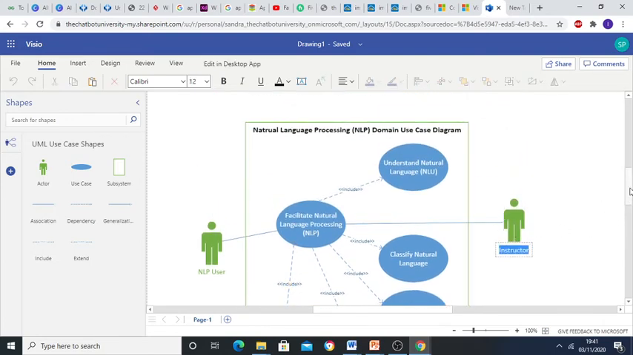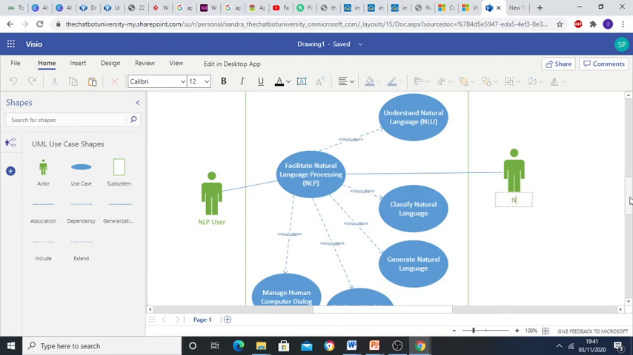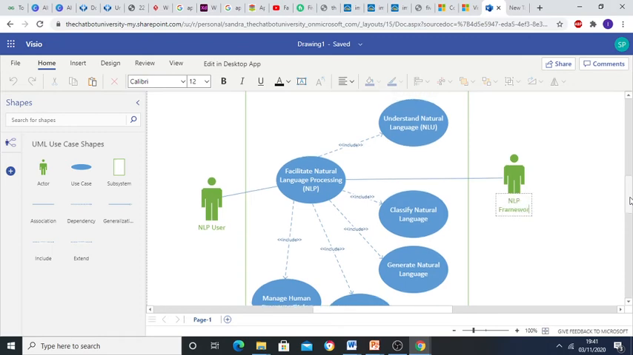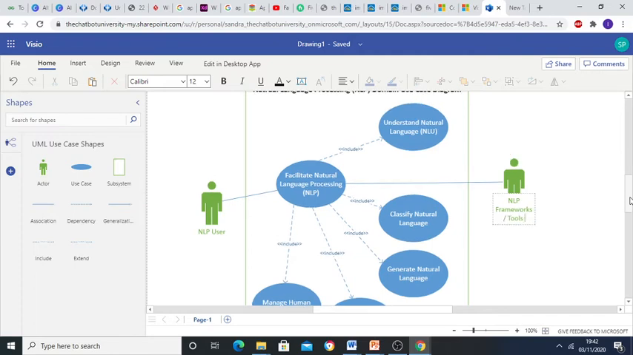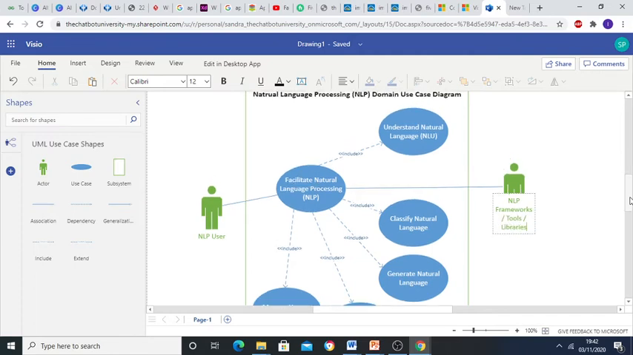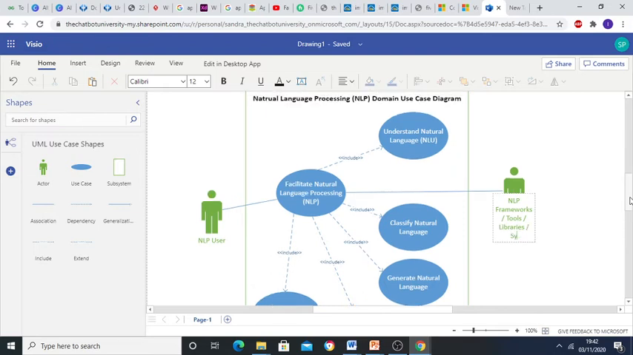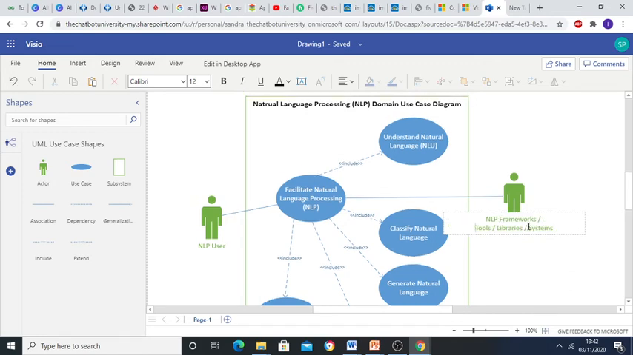Here is a system actor. We are just simply going to call this NLP Frameworks. Yeah, it could be NLP tools. It could be NLP libraries. It could be NLP systems. I've deliberately put all four there. You're not obligated to use all four. This is for the purposes of getting you to understand the different ways that you can name the secondary actor. So if I had just called it the NLP frameworks, that would have been enough.